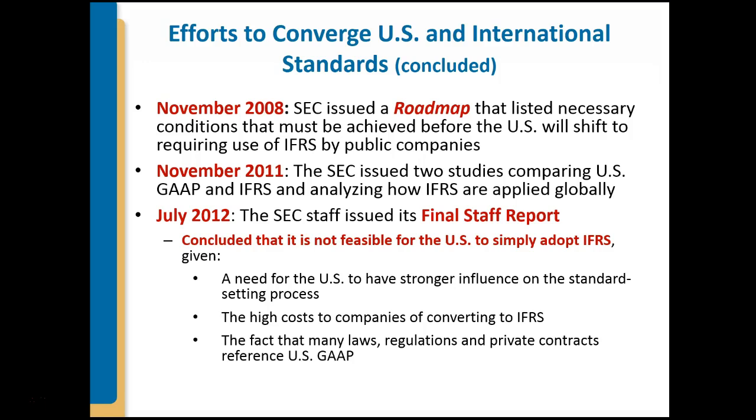Then in 2012, the SEC issued the final staff report, which basically said it's not feasible for the United States to just adopt IFRS, given that the United States needs to have strong influence on the standard setting process and ensure that standards meet U.S. needs. Another issue related to the high costs for companies to convert to IFRS, and the last was that many laws, regulations, and private contracts reference U.S. GAAP. So as a result, we are still in limbo.